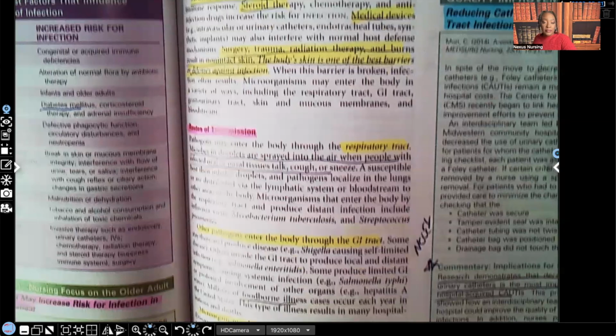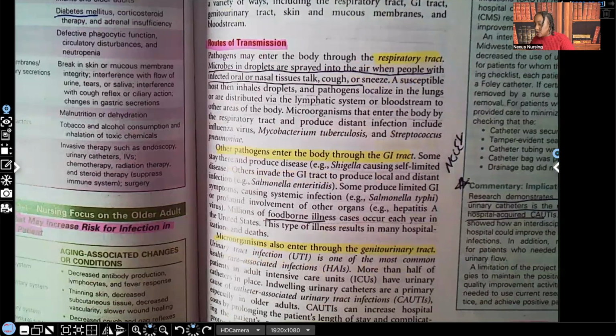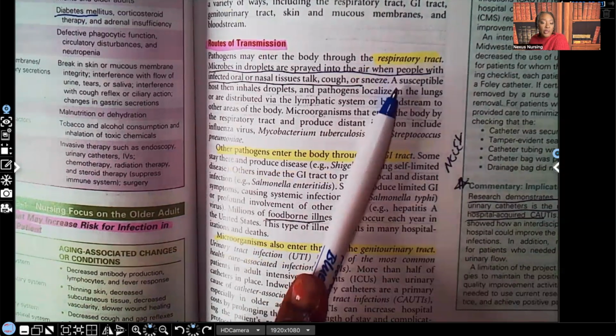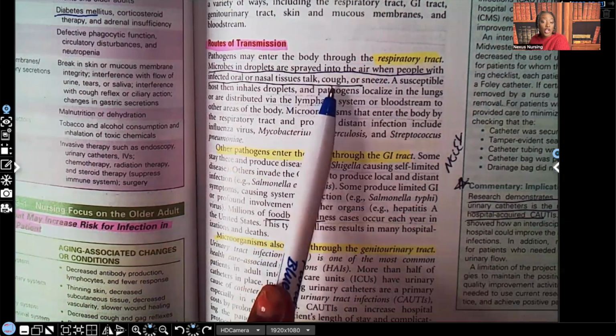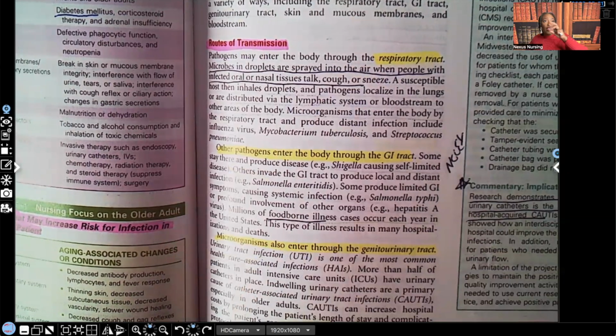Routes of transmission. How are these infections spread? Through the respiratory tract. Microbes in droplets are sprayed into the air when people with infected oral or nasal tissues talk, cough, or sneeze. So they talk, cough, or sneeze, and those infected droplets are floating in the air, and then the unsuspecting person walks right by, and they breathe in those infected droplets, and now they're infected.